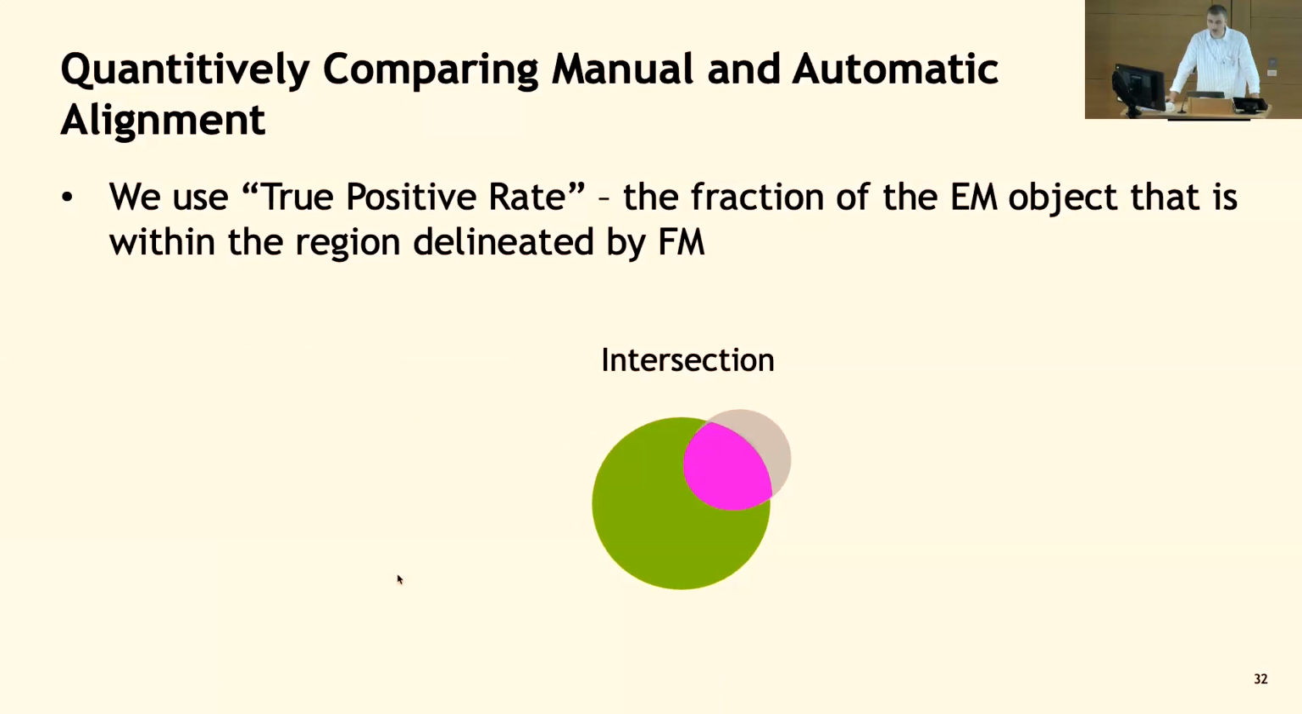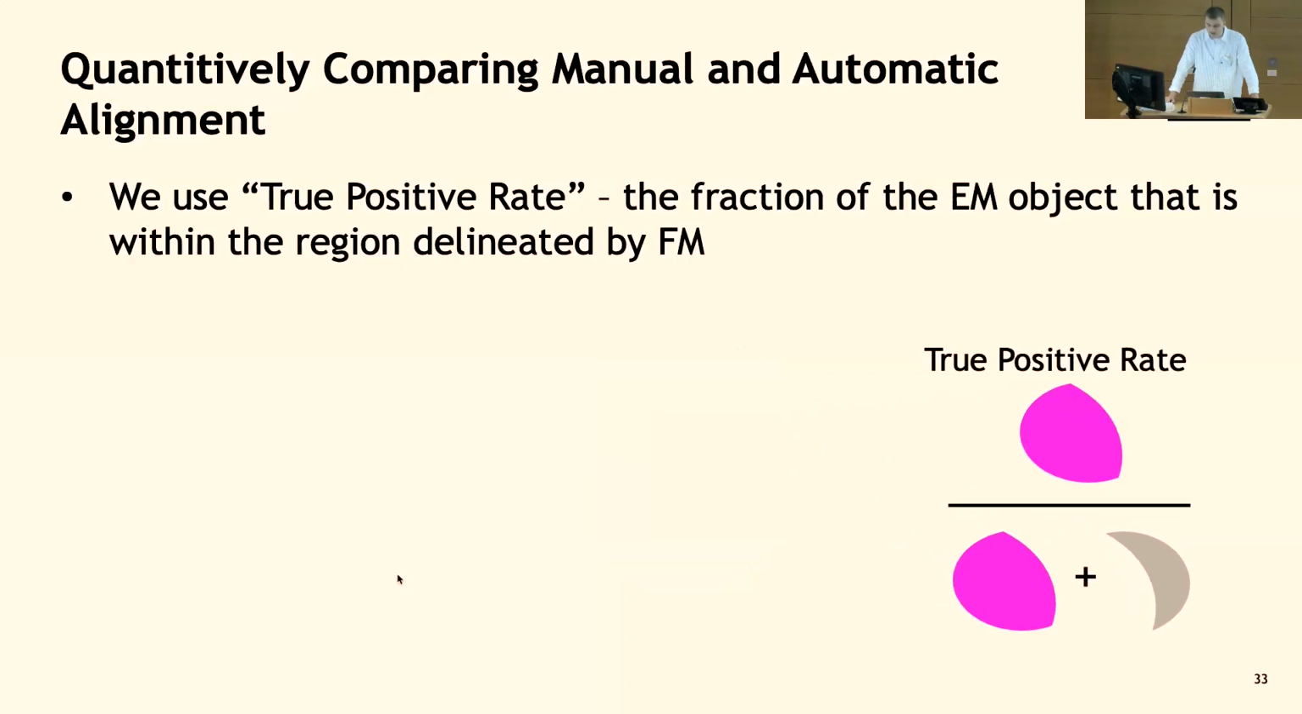After registration, we calculate the intersection between the manual segmentation of the electron microscopy and the threshold segmentation of the fluorescence microscopy. From this, we can calculate the true positive rate, where the pink represents the intersection between the electron microscopy object and the fluorescence microscopy object. This is divided by the total area of the pixels of the electron microscopy object.